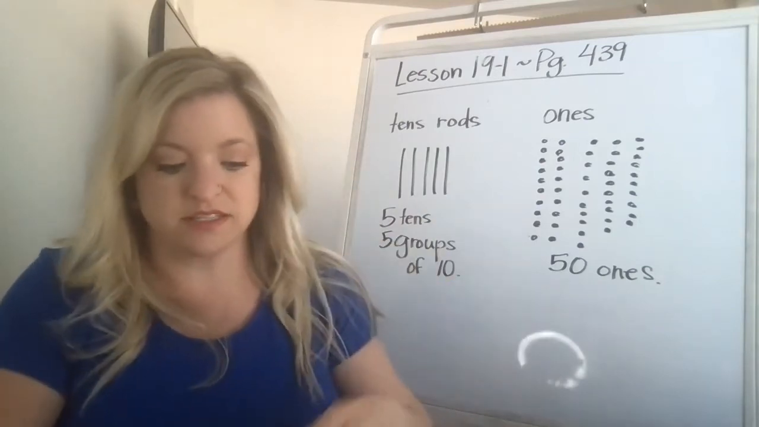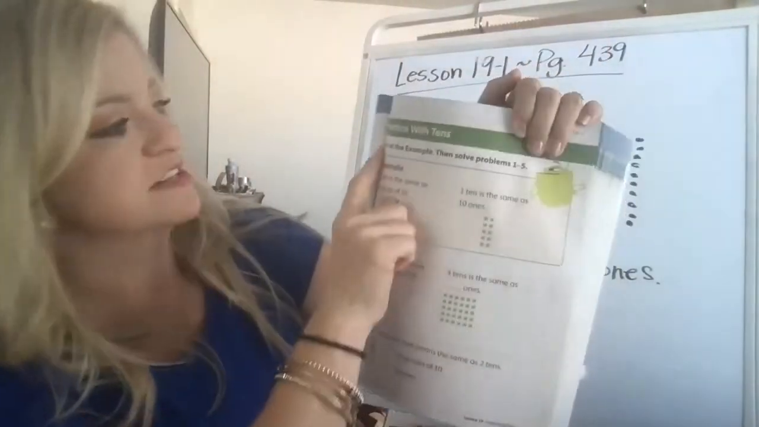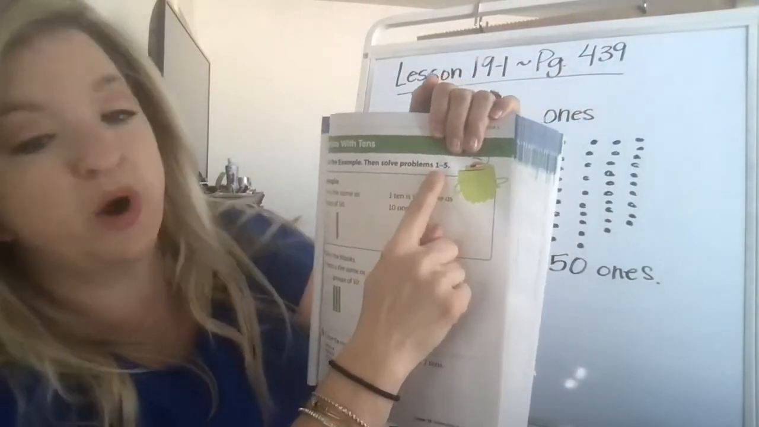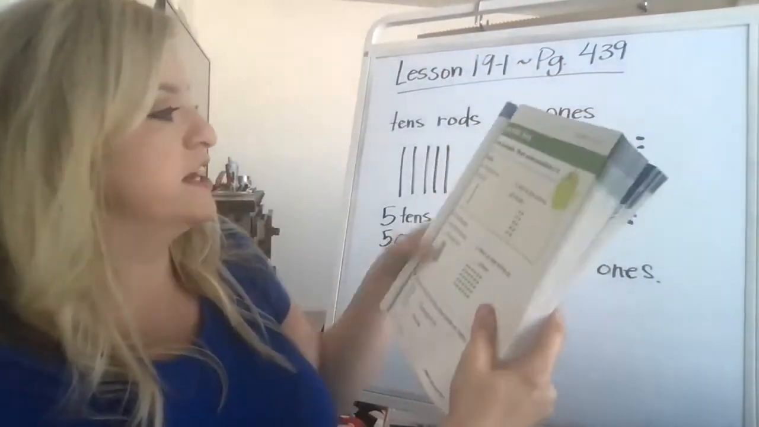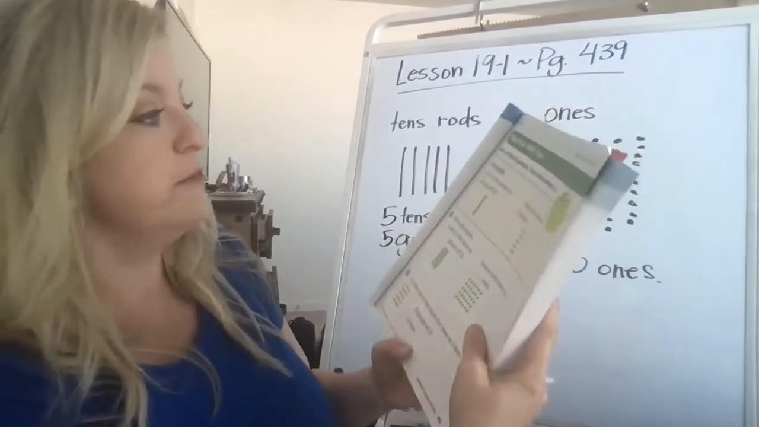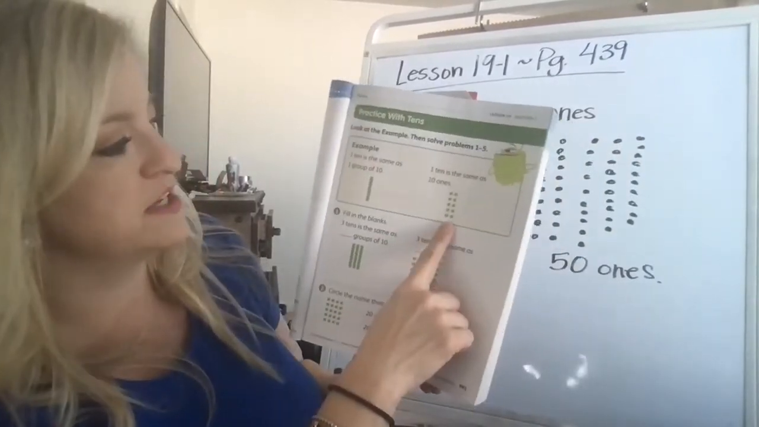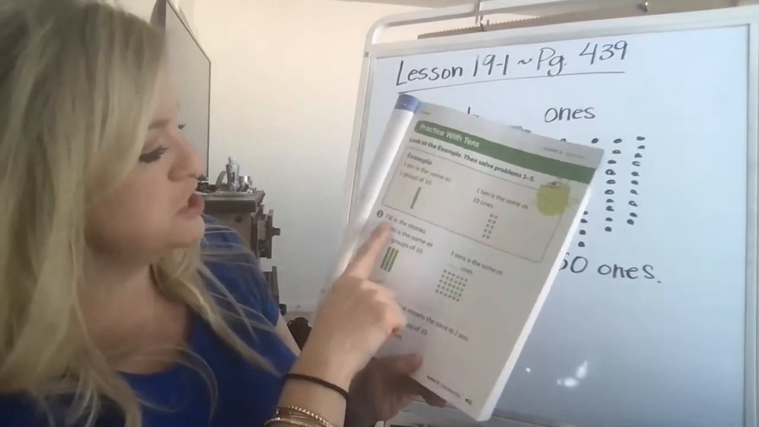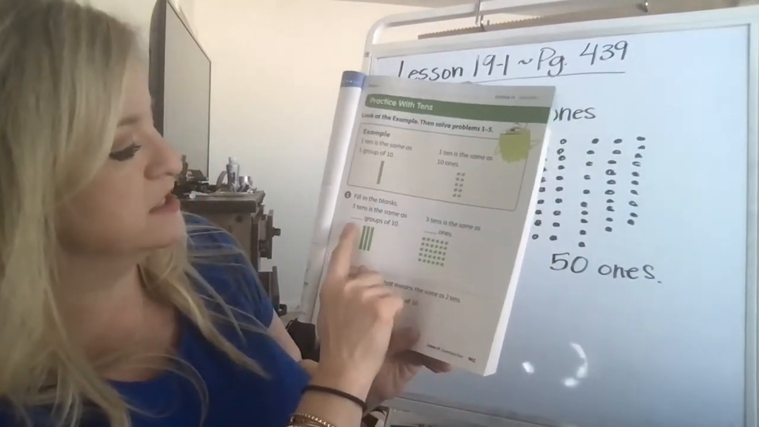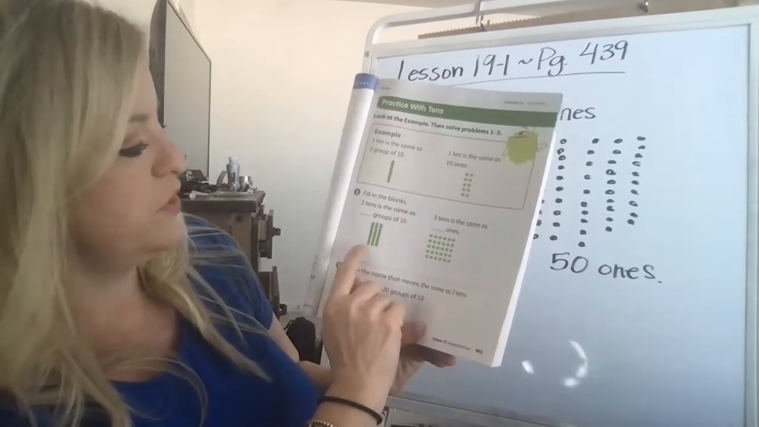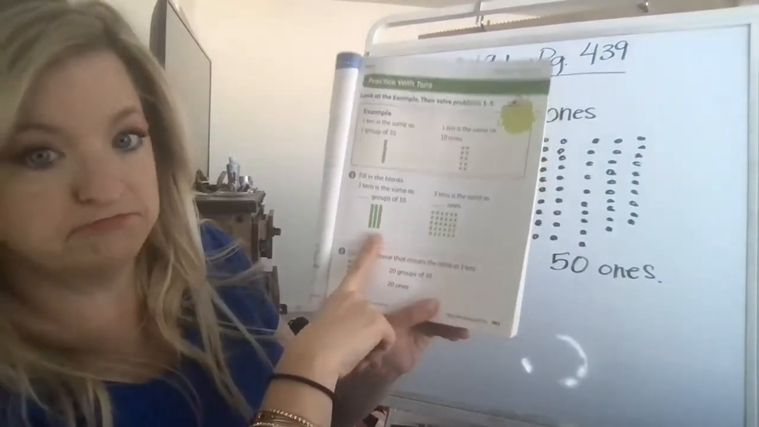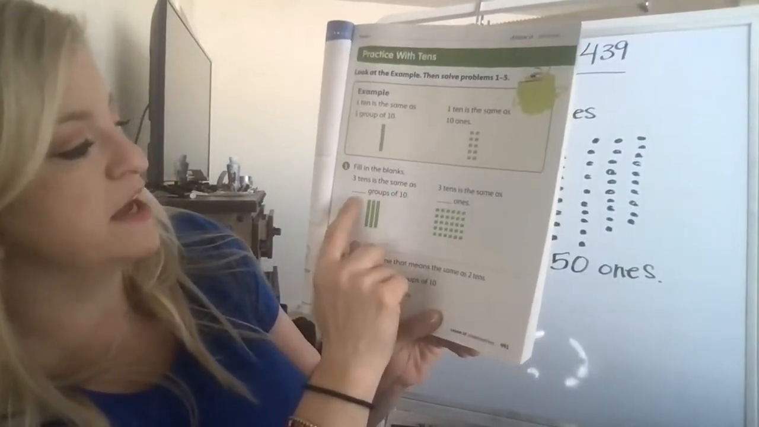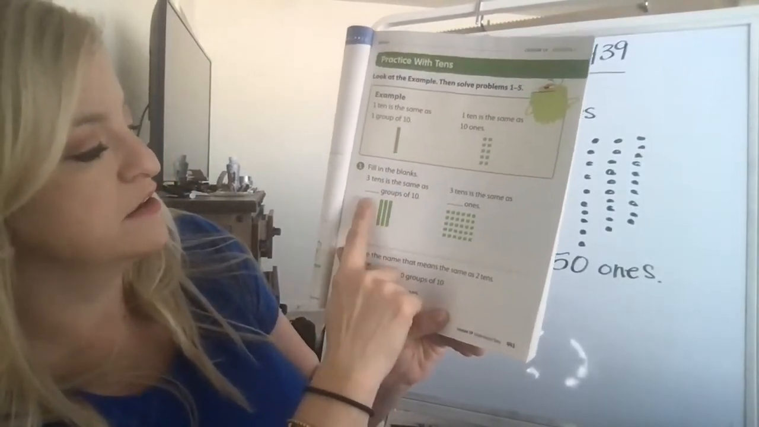And up at the top it says, remember this is 1 through 5, not 1 minus 5. So it says, look at the example, then solve problems 1 through 5, okay? Example, 1 ten is the same as one group of 10, yep. 1 ten is the same as 10 ones. Fill in the blanks. 3 tens is the same as blank groups of 10. 1, 2, 3. Awesome.